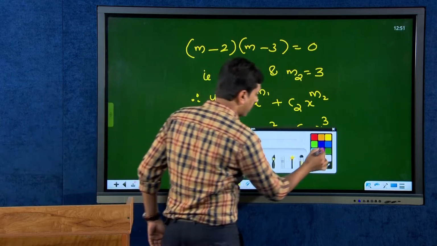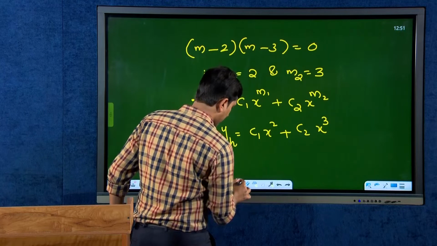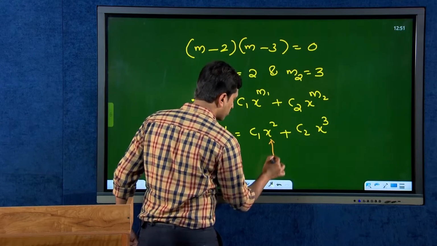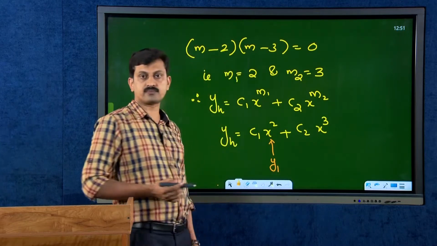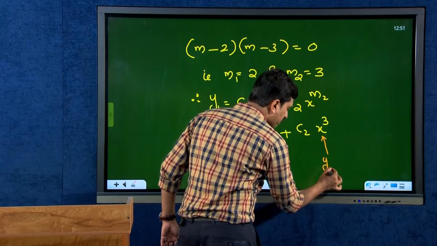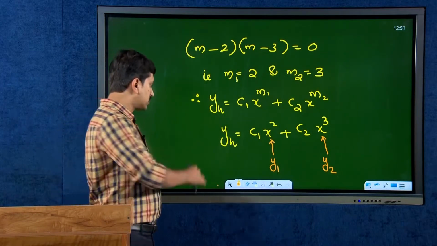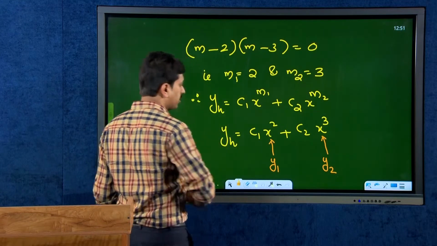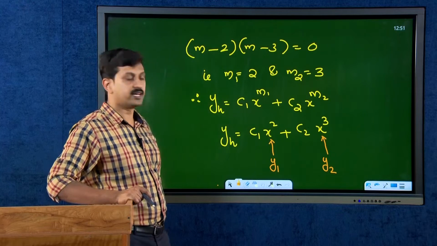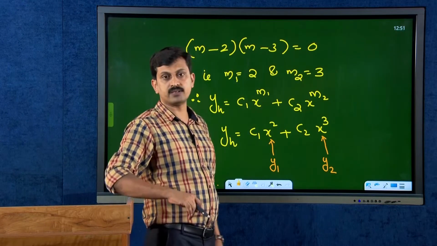Fine. So, we found C here, where x square is our y1 and x cube is our y2. They will form the basis for the differential equation. So, this is our homogeneous equation. From there we have y1 is equal to x square and y2 is equal to x cube. So, we have to find the yp.